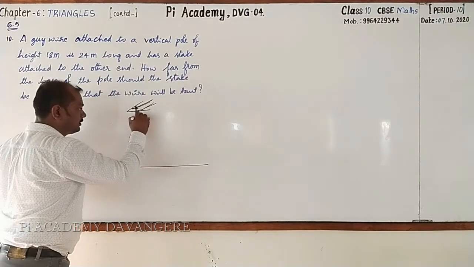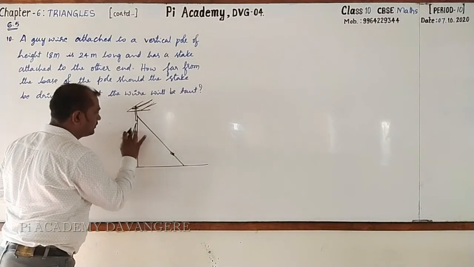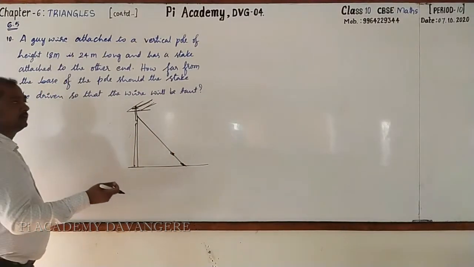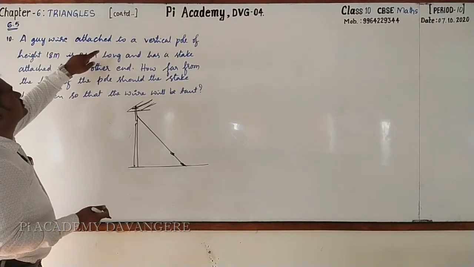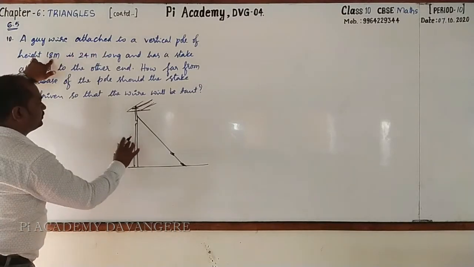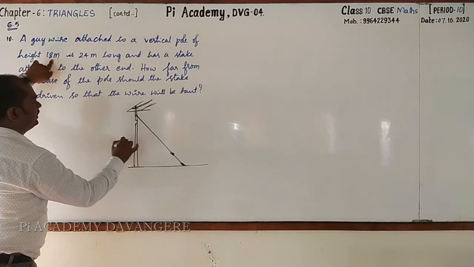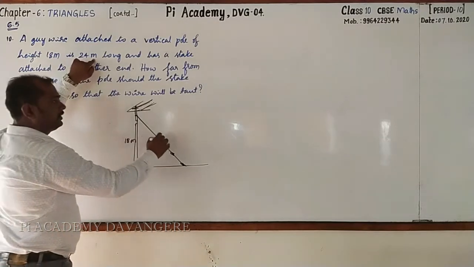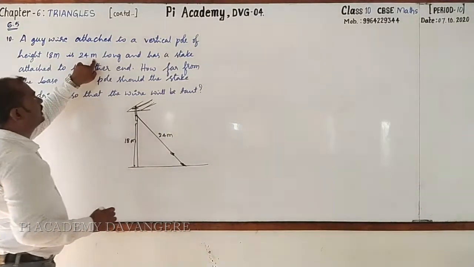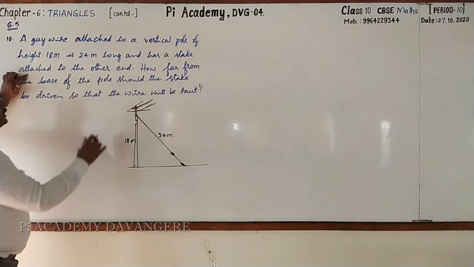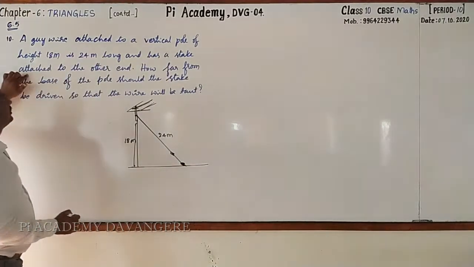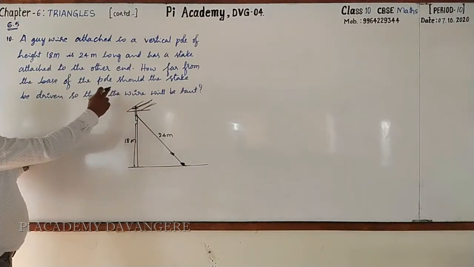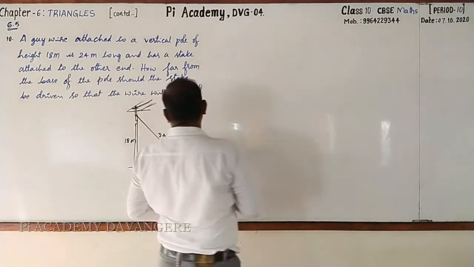I take from here guy wire, and there will be a stake. There will be just like a hook. Then a guy wire attached to a vertical pole of height. What is the height of the pole? It is 18 meter. Guy wire, its length is 24 meter. And has a stake attached to the other end. This is the stake. How far from the base of the pole should the stake be driven so that wire will be taut?